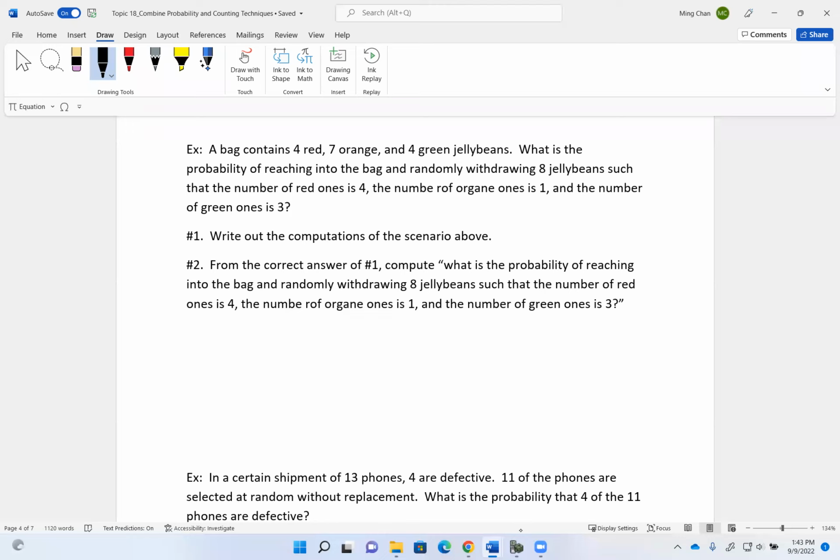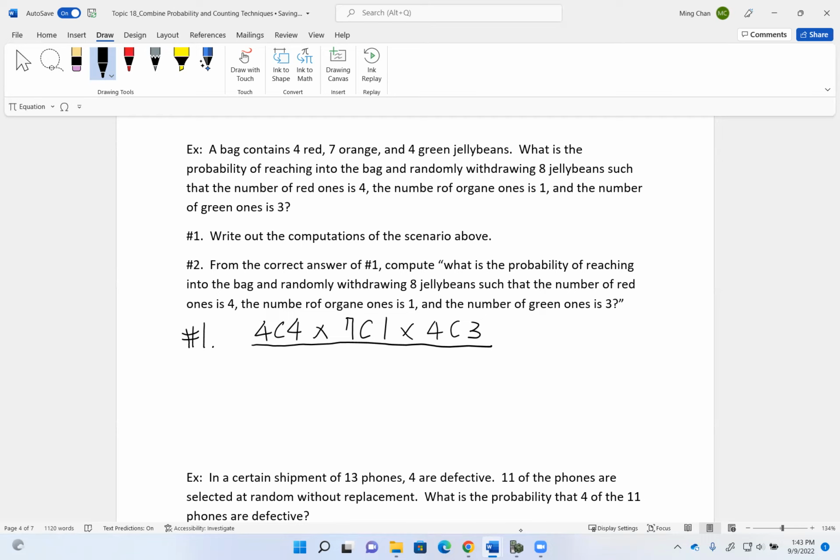All right, so this is a probability question, so I have to have a denominator. So let's do this. Let's select the red ones. There are 4 red total in the bag. I'm selecting all 4 of them, followed by there are 7 orange in the bag. I only need to select 1 orange. So that's 7 choose 1, followed by there are 4 green jelly beans. I need to choose exactly 3 of them. So that will be 4 choosing 3, using combination because the order in which I pick up the jelly beans doesn't really matter. Divided by.